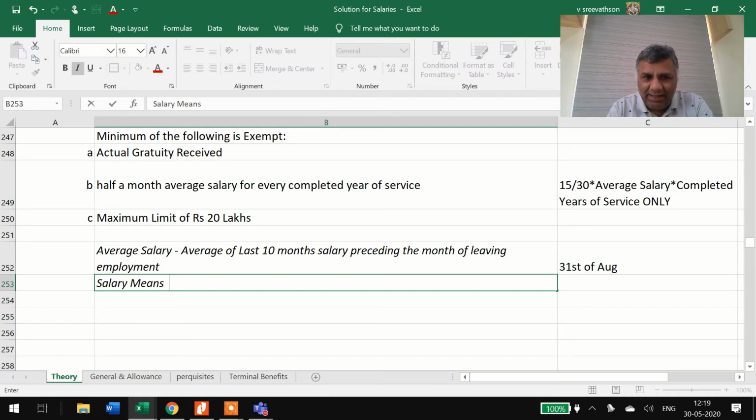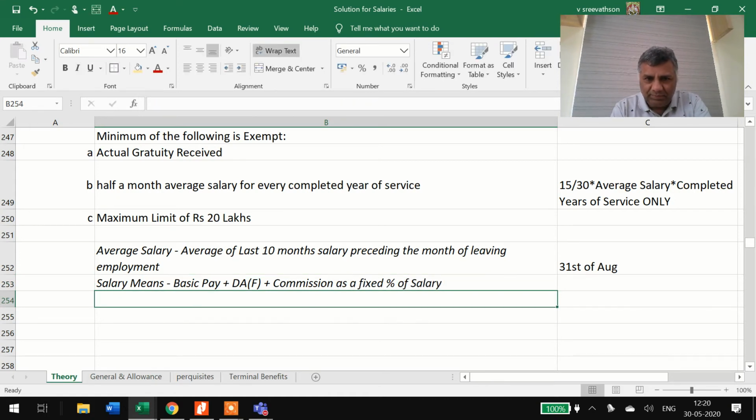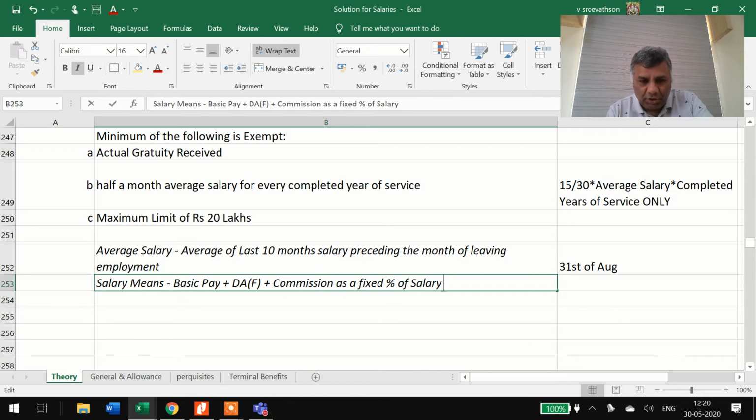Salary means basic pay plus DA forming part of retirement benefits, plus commission as a fixed percentage of turnover.